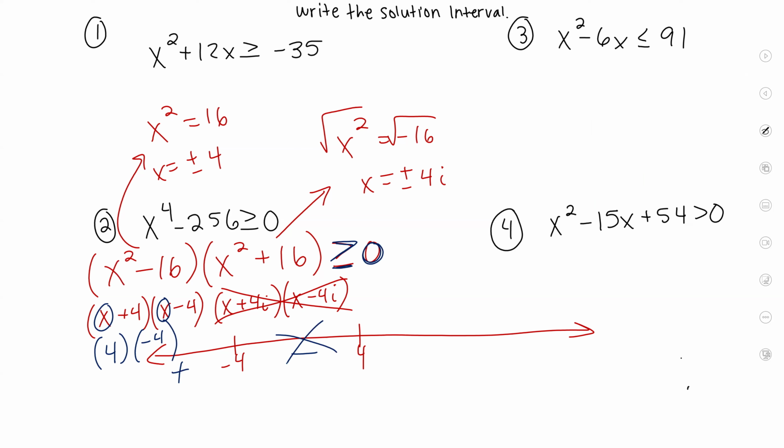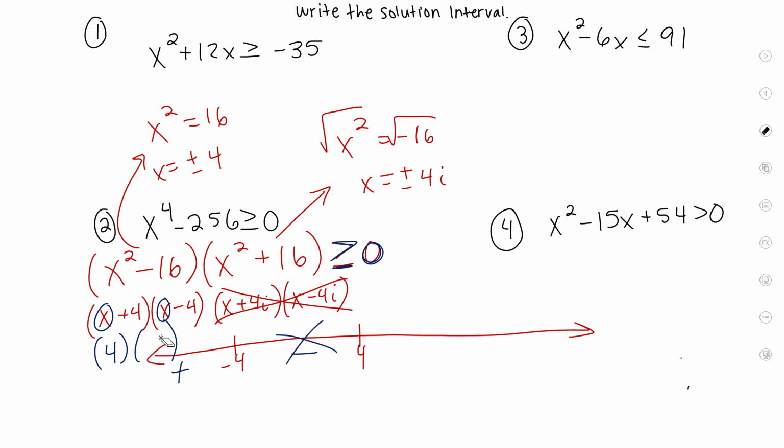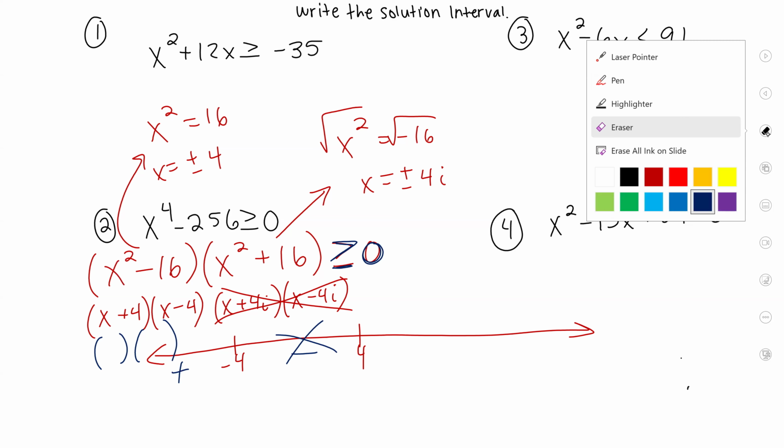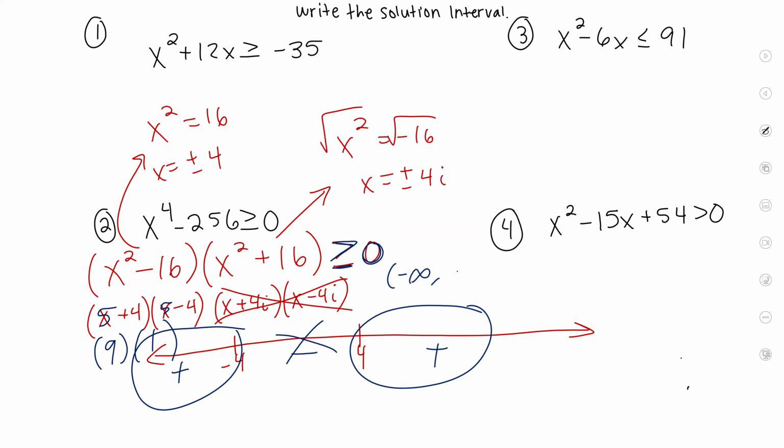Let's plug in numbers bigger than 4. So let's try plugging in a 5 this time. If I plug in a 5, guys, what will I get? Plug in a 5 here, I get 9. Plug in a 5 here, I get 1. 9 times 1 is positive. So it looks like my interval is this side and this side. So my interval will be -infinity to -4 and 4 to infinity. That is my solution interval.